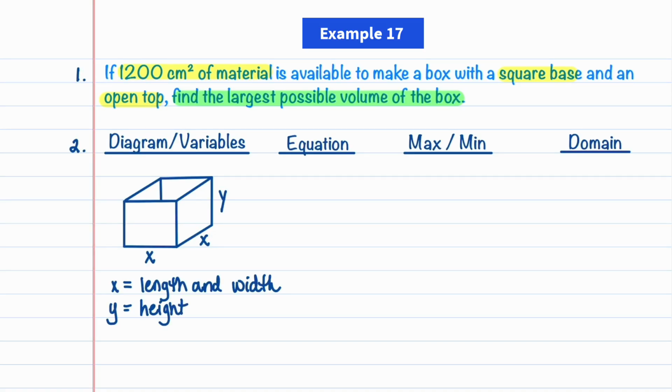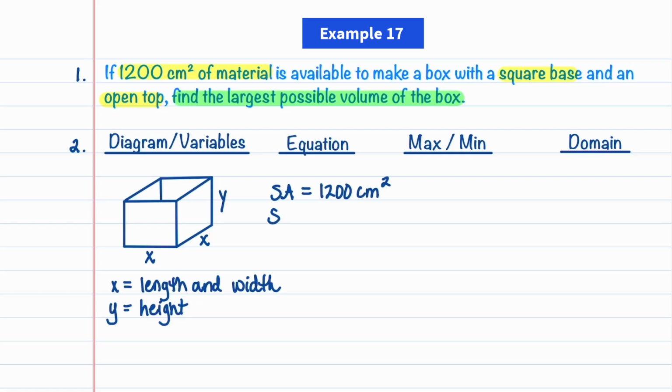Now let's write down our equation. Our equation is going to relate the variables from our diagram to the information that we're given. So let's look back up. In our problem, it says that we have 1,200 centimeters squared of material. So that means the base, the sides, and the top has to equal 1,200 centimeters squared. So let's write down that we have a surface area of 1,200 centimeters squared.